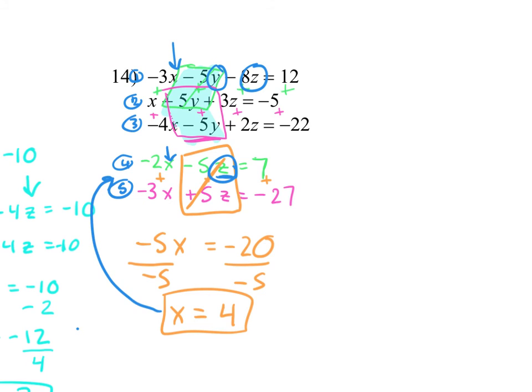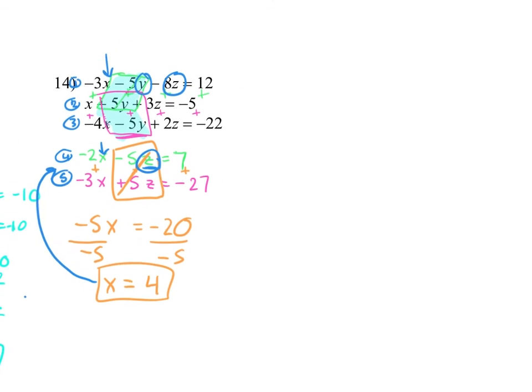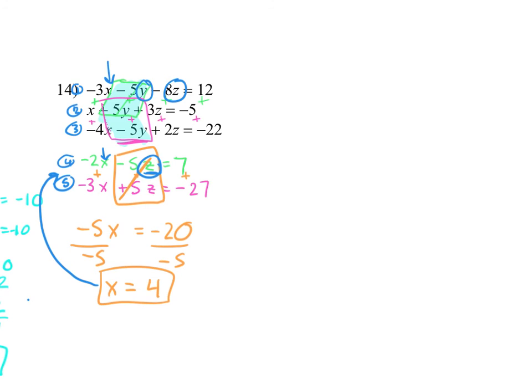So which one do you want to plug it into? The first one, meaning 1, 2, 3, 4, or 5? Which one? 4. Sure. We could plug it into 4 or 5. Either one would work. But Maddie says let's plug it into 4. So we have negative 2. We're plugging it in for x. So negative 2 times 4, minus 5z is equal to 7.